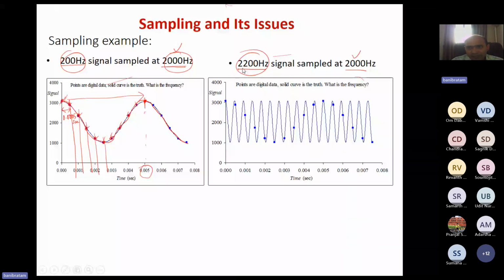If I do that, then what can you expect? In one time period, how much data will I be getting? 2000 by 2200, so less than one data point I will be getting in each time period. You can just check. Suppose this is your original signal, and when I am sampling it at 2000 hertz, you can see this is the first data point and the second data point is over here, is it not? So in one time period I am getting less than one data point, and in two time periods, less than two data points.